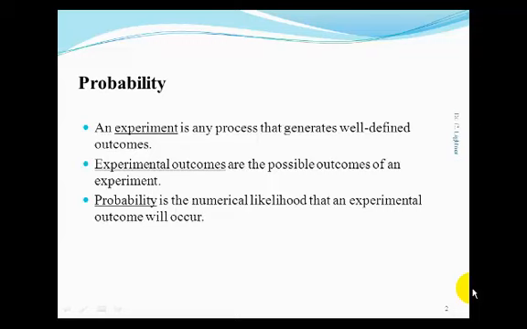Experimental outcomes are the possible outcomes of an experiment. For our example, heads is one possible experimental outcome and tails is the other. Probability. Probability is the numerical likelihood that an experimental outcome will occur.